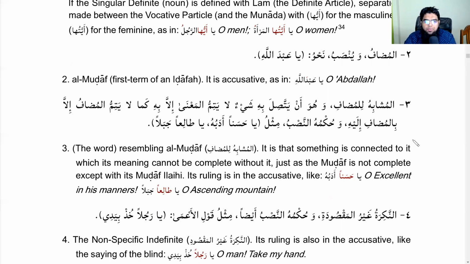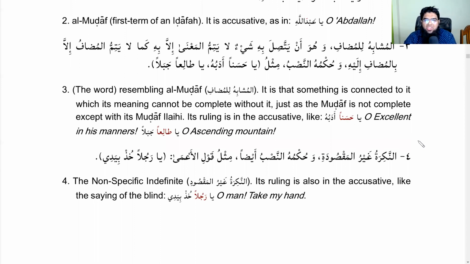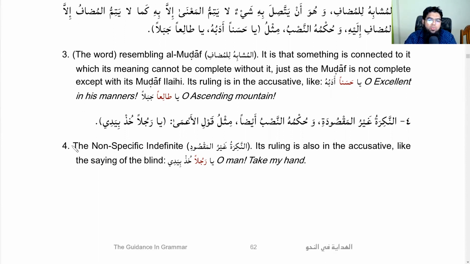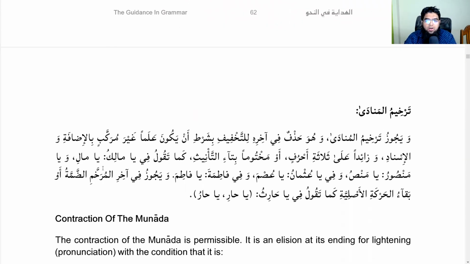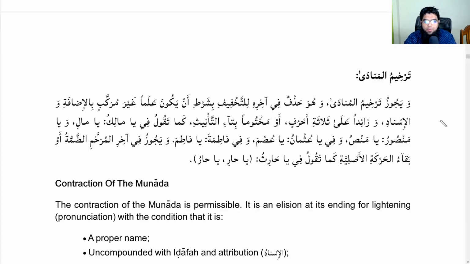And those are for النكرة غير المقصودة, which is just for a blind man. He's saying, oh man, take my hand. That means he's not a specific man. It's just any man. So we say, Ya Rajulan, mansoob again. The ruling for the second, third and fourth is that the munada is mansoob only.